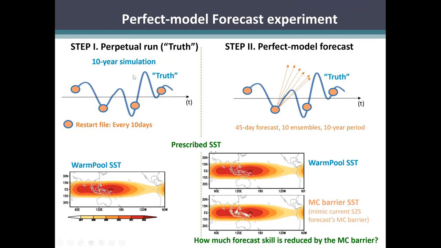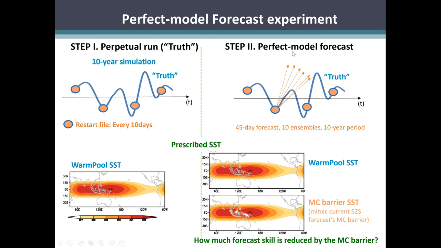We use this MC barrier SST because we want to understand how much MJO prediction skill is reduced by adding this Maritime Continent barrier. So we did a perfect model forecast experiment. Step one is to do the perpetual run. Here we use the warm pool SST and simulate 10 years, and this is considered as truth. Then we save the restart file every 10 days.